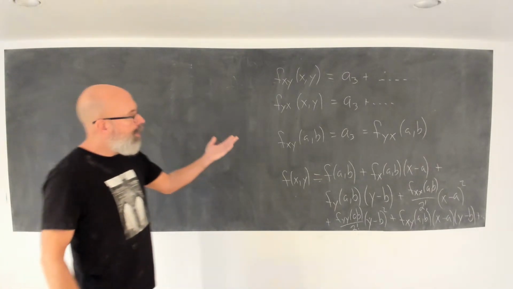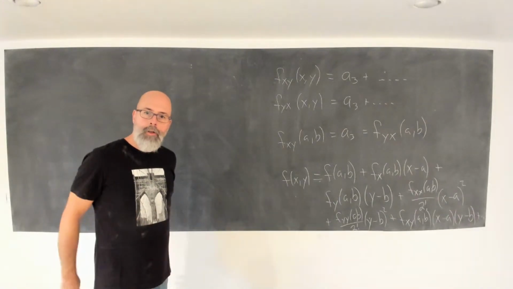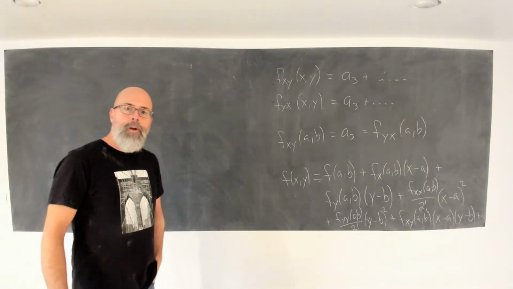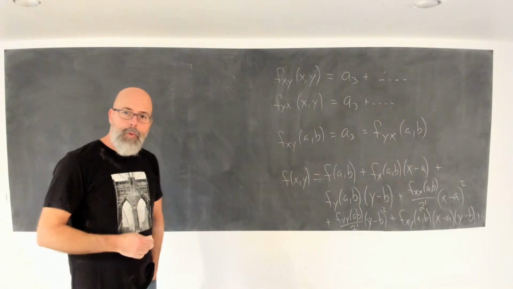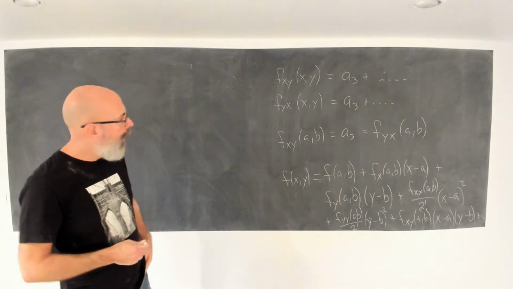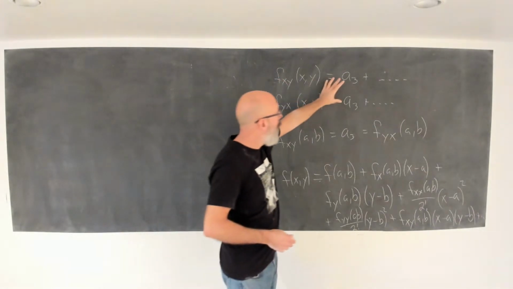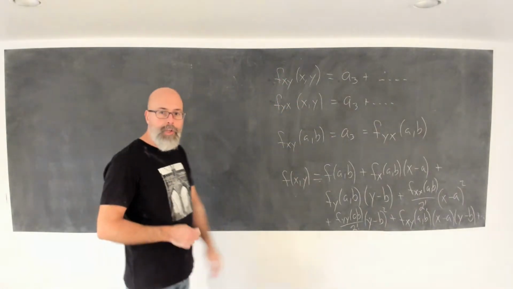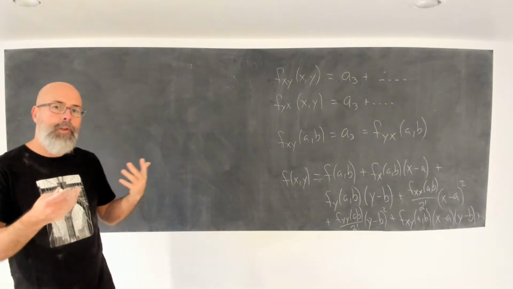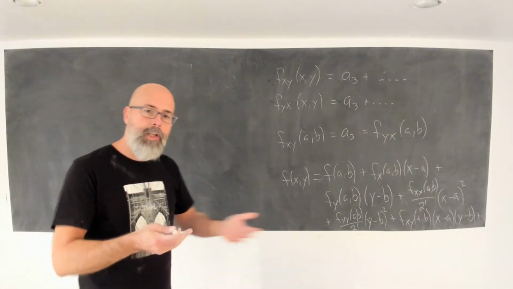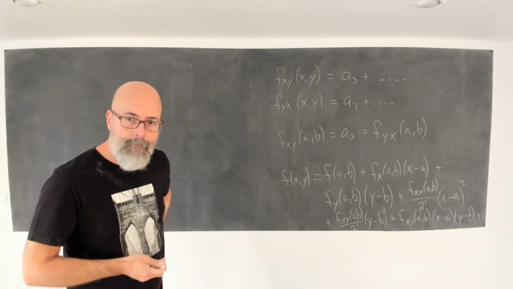Look, all I'm saying is, naturally, I'm suggesting, Adamar, you don't need an fxy versus an fyx. They both turn out to be the coefficient A3, the coefficient of x minus a times y minus b.